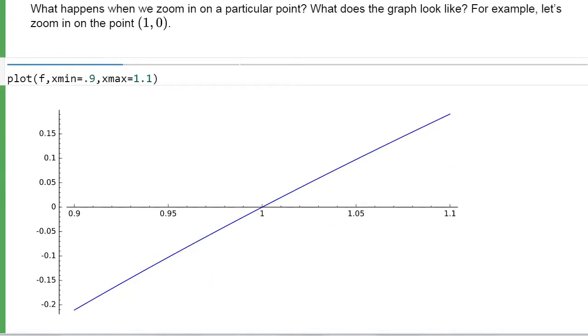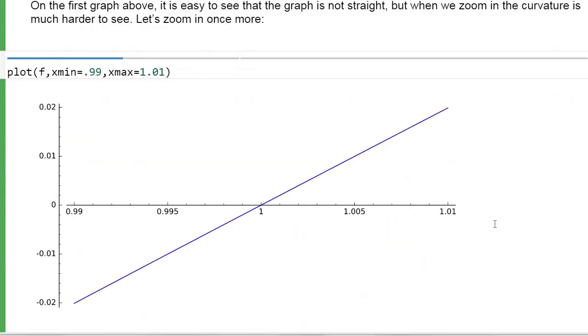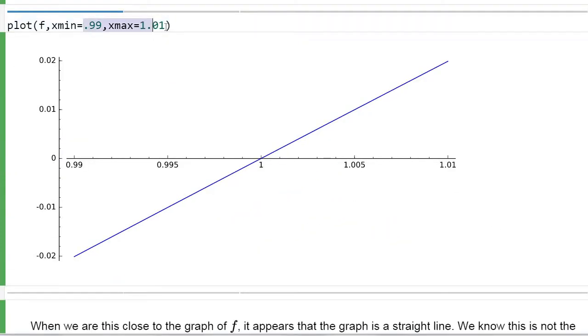So notice I've adjusted the x min and x max here on my plot so that I've gotten closer to that point (1, 0). So here's the point I'm zooming in on, and you might still see a little bit of a bend here, but this is definitely looking straighter. If I zoom in some more, okay, notice how close I am now to (1, 0) with that x min and x max. And now, just looking at this, it looks like it's a straight line.